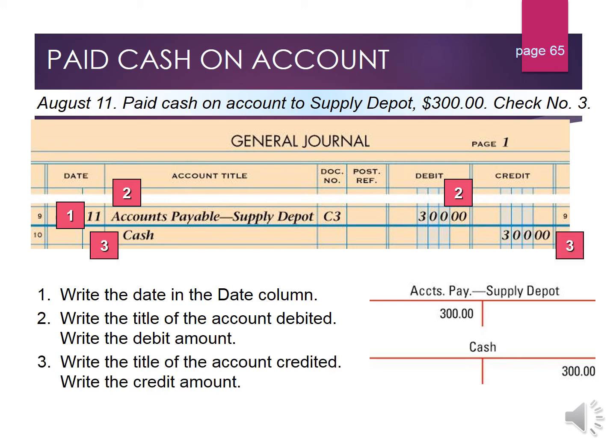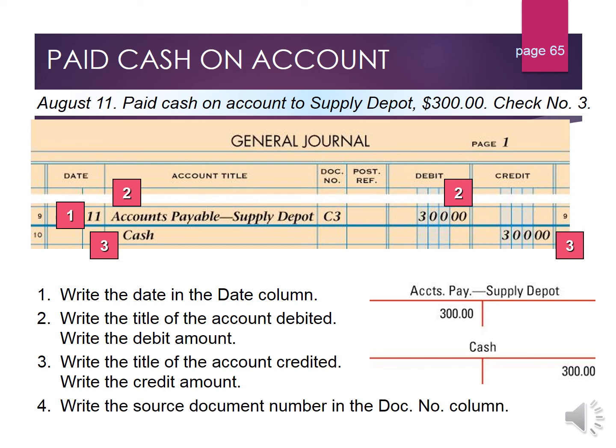Then we will record our cash as our credit by indenting cash 5 spaces in the account title. Then we will go to our credit amount column and write $300. The last step will be to record our source document or the objective evidence in our document number column. In this case, we will write C3.